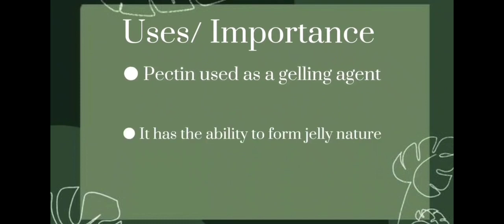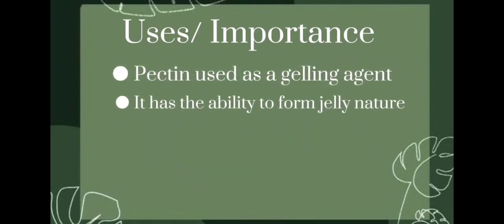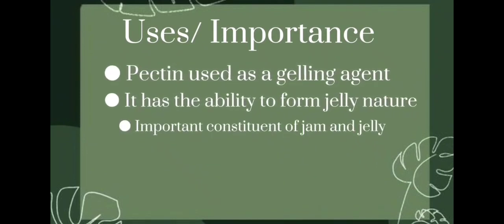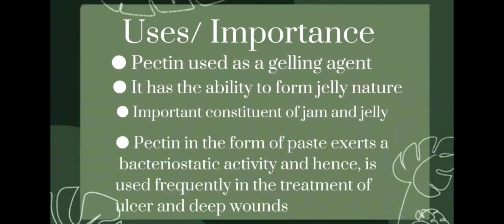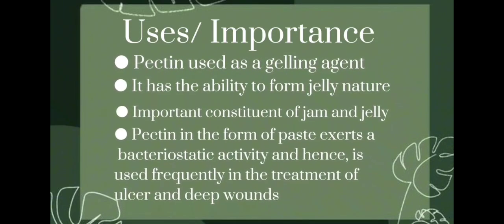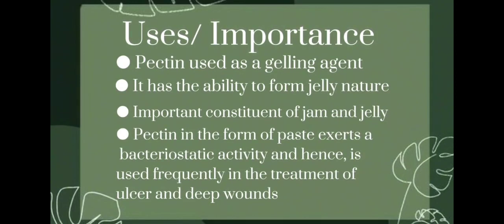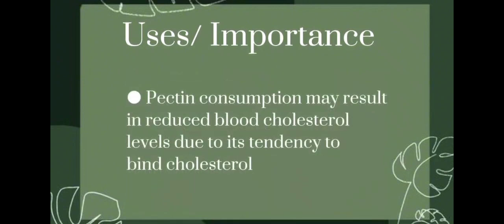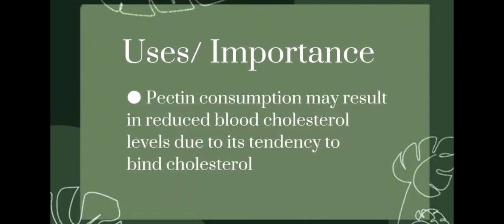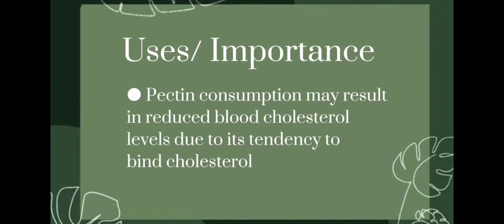Pectin is used as a gelling agent. It has the ability to form gel in nature, an important constituent of jam and jelly. Pectin in the form of paste exerts a bacteriostatic activity and hence is used frequently in the treatment of ulcers and deep wounds. Pectin consumption may result in reduced blood cholesterol levels due to its tendency to bind cholesterol.